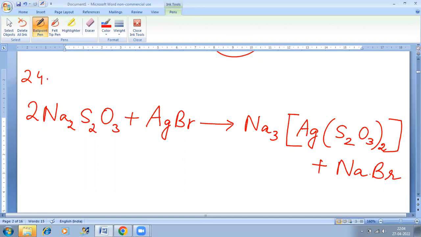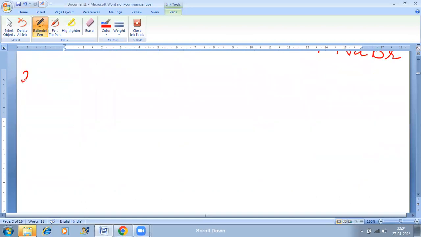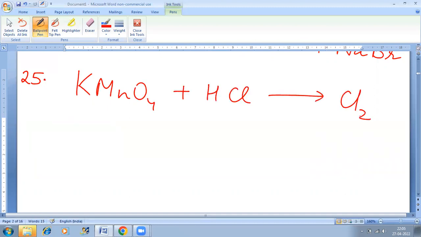So this is a reaction. Hence C is correct. 25th question. 50 ml of 0.2 normal KMnO4 is taken. KMnO4 reacts with HCl to liberate chlorine. If I find out the N factor of chlorine, it will be equal to 2.